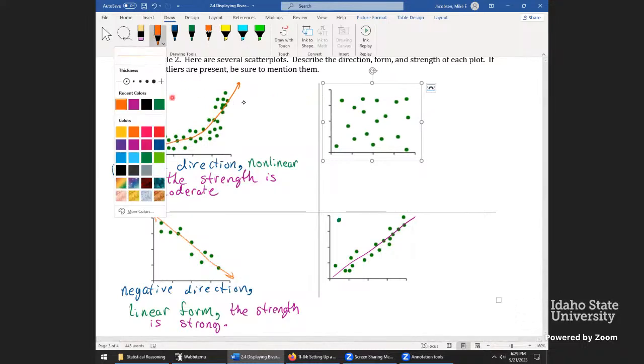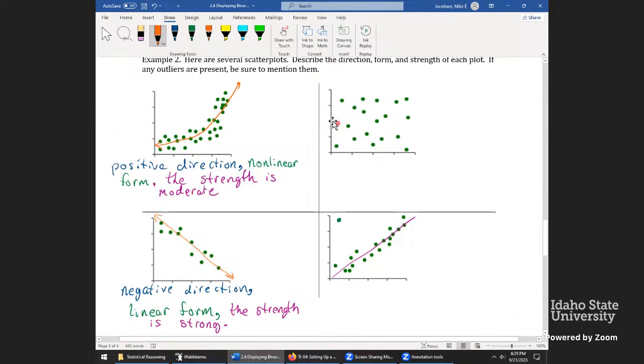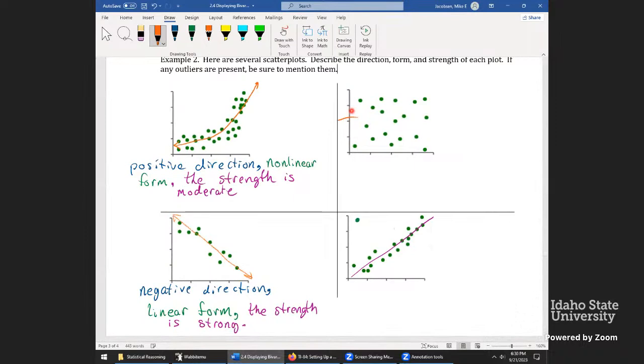Oh, that's not a line. Let me try again. Oh, it's because I clicked on it. There we go. The best line that fits all these data, I have a problem. There it goes. Sorry, just some Microsoft Word issues. Goes like this.